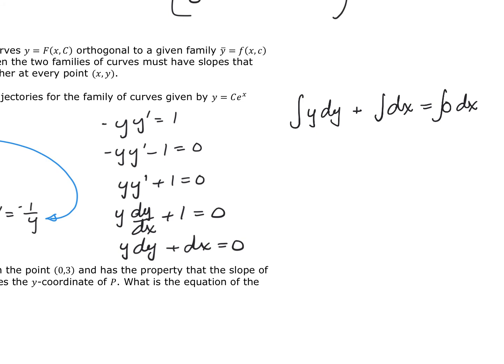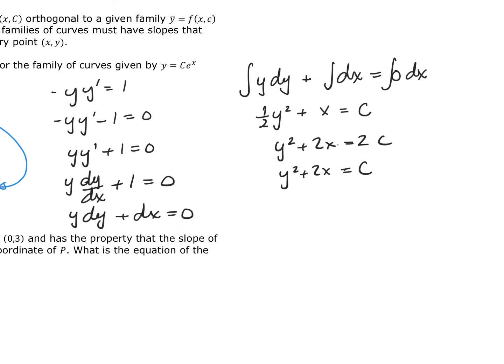That's what I know. So when I integrate this, I'm going to get 1/2 y squared plus x is equal to some constant. That tells me that if I multiply everything by 2, I'm going to have y squared plus 2x is equal to 2c. But guess what? 2c is still just a constant. So I have y squared plus 2x is equal to c. That tells me the family of orthogonal trajectories to this original function is these.